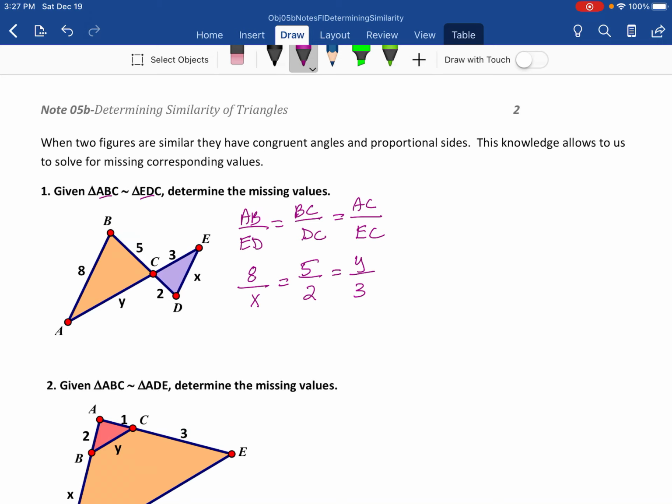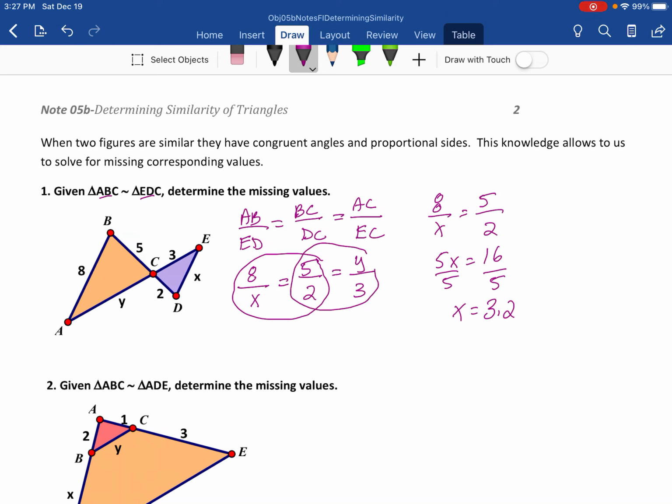So I have a proportion, I have 3 parts to my proportion. I just have to figure out which one I can solve. So I could solve this one right here. Okay, so I'm just going to write 8 over X equals 5 over 2. So that's going to be 5X is equal to 16. Divide by 5. X is equal to 3.2.